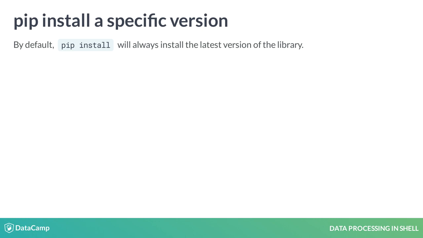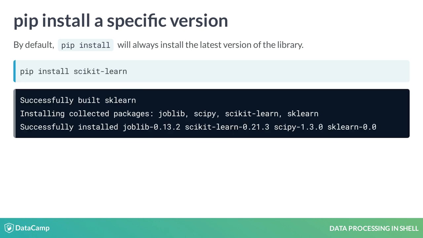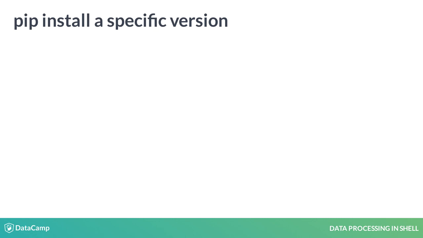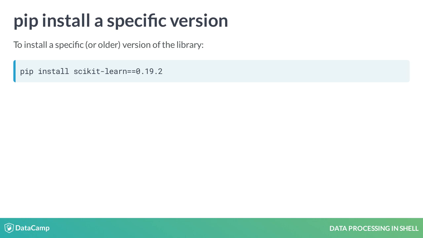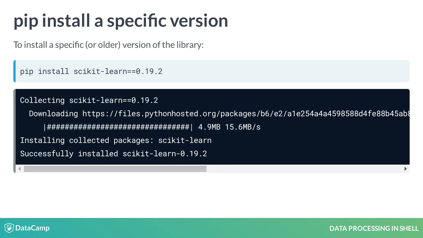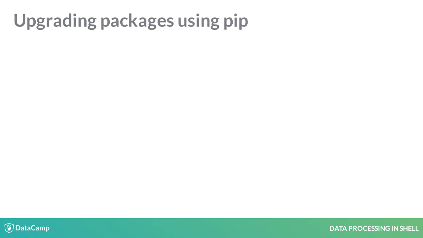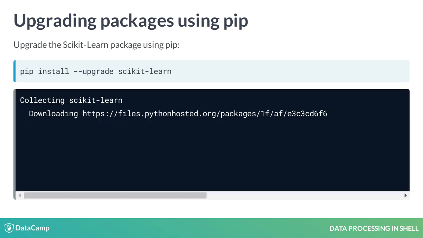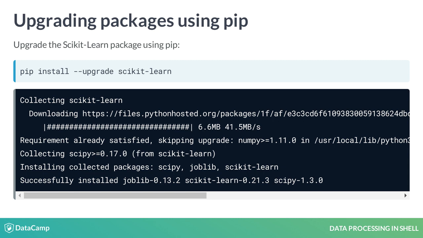By default, pip install will always install the latest version of the library. Here we have installed Scikit-Learn version 0.21.3. If we wish to install an older version of Scikit-Learn, we simply have to specify it during the install statement with double equal signs like so. If your package is already installed and simply out of date, upgrade the package the same way you upgraded pip earlier. Pip will automatically take care of any dependency upgrades as well.